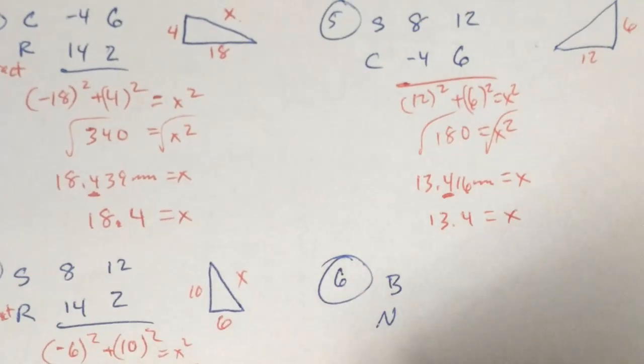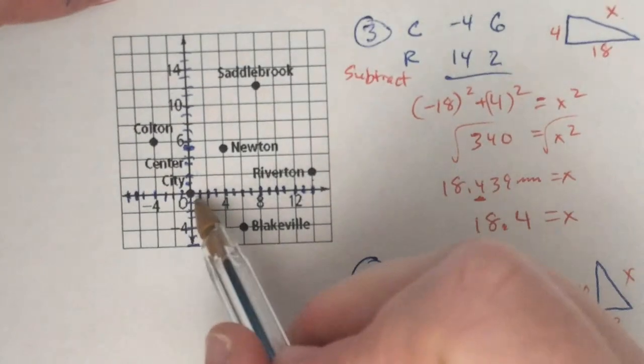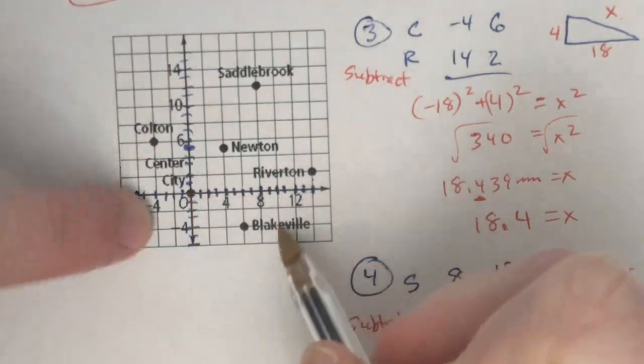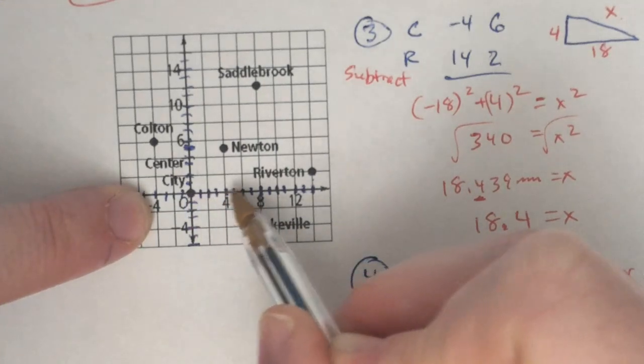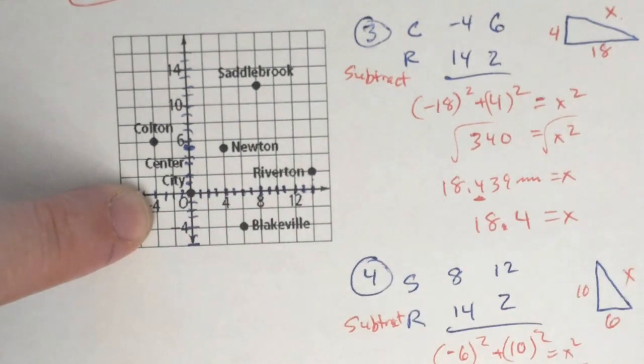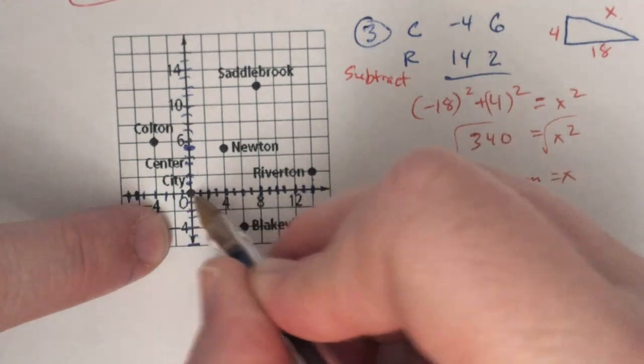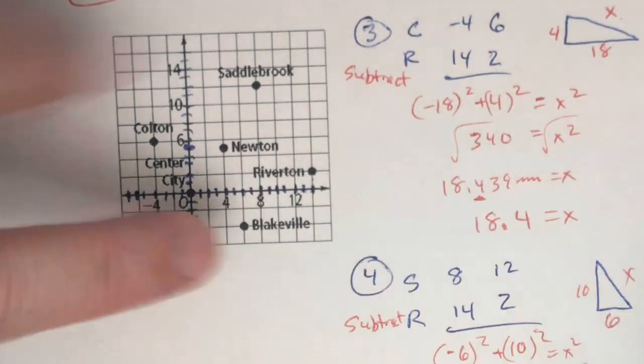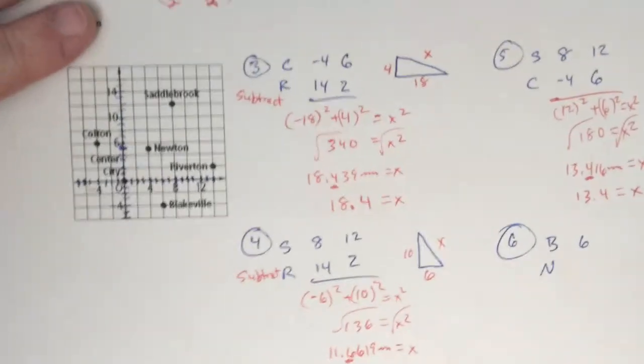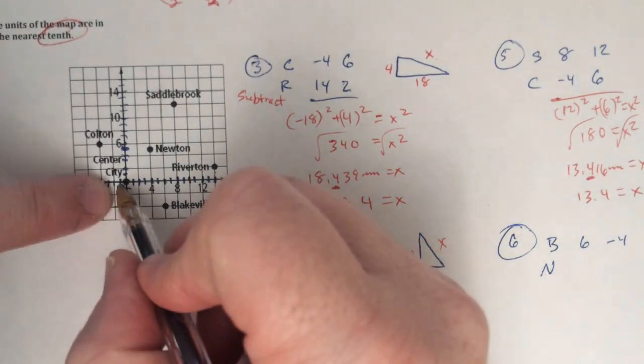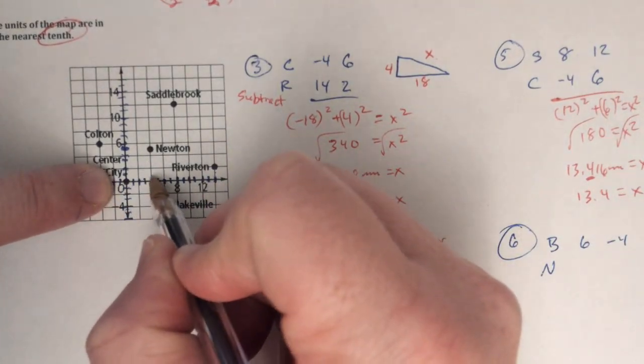All right, so for Blakeville, we look at our picture here. So Blakeville is right down here. So that is a +4, 5, 6. So that's +6 and then -4. So, and then Newton is right here. That is over 4, so 4.